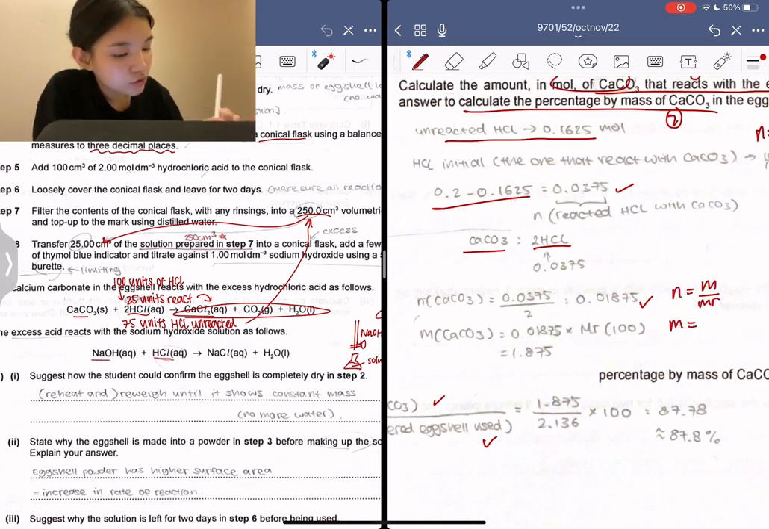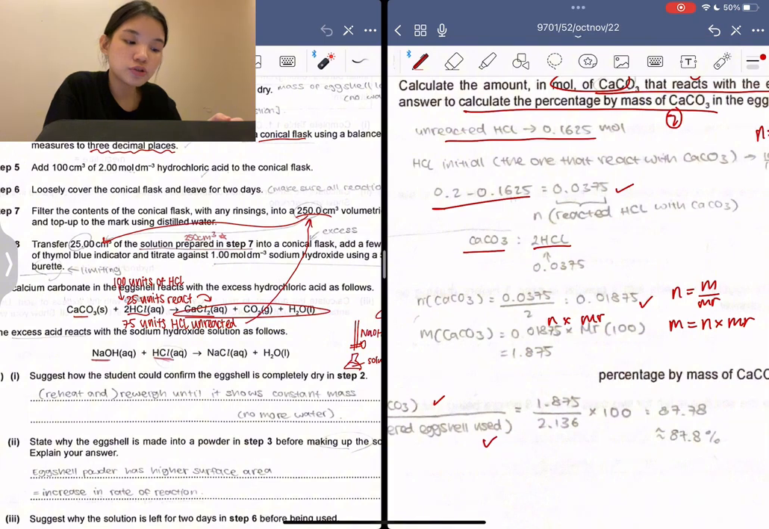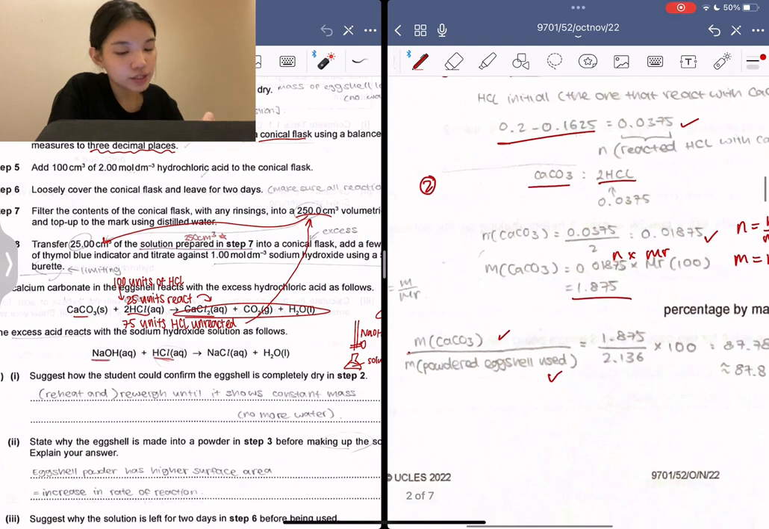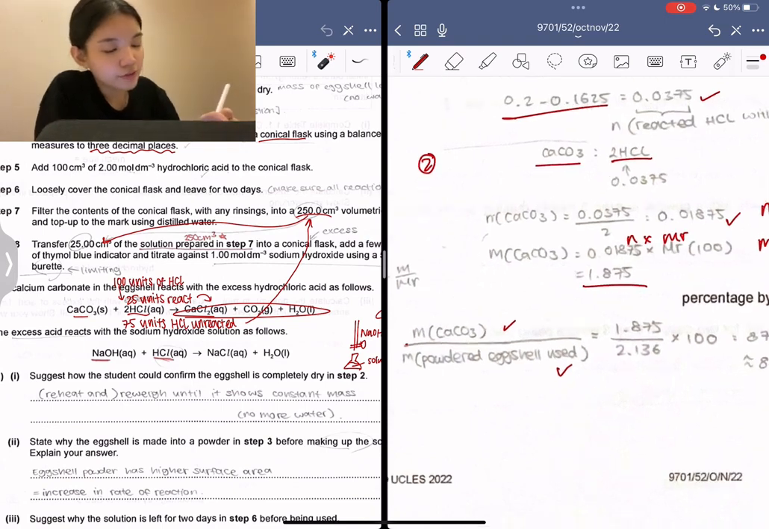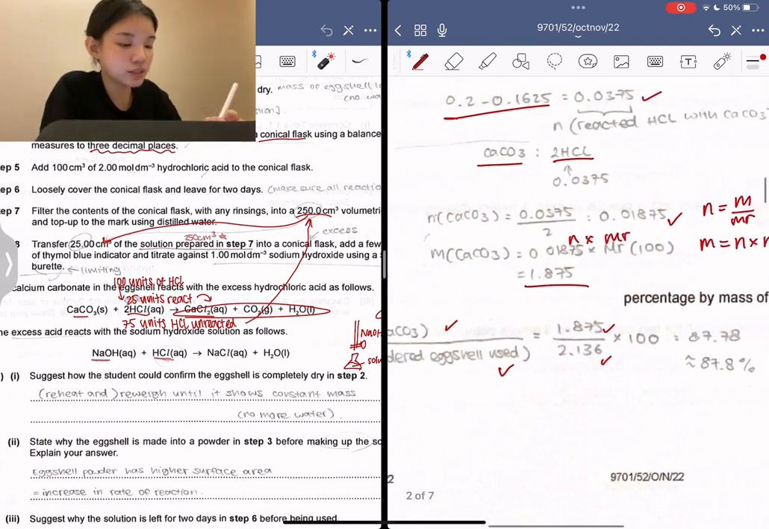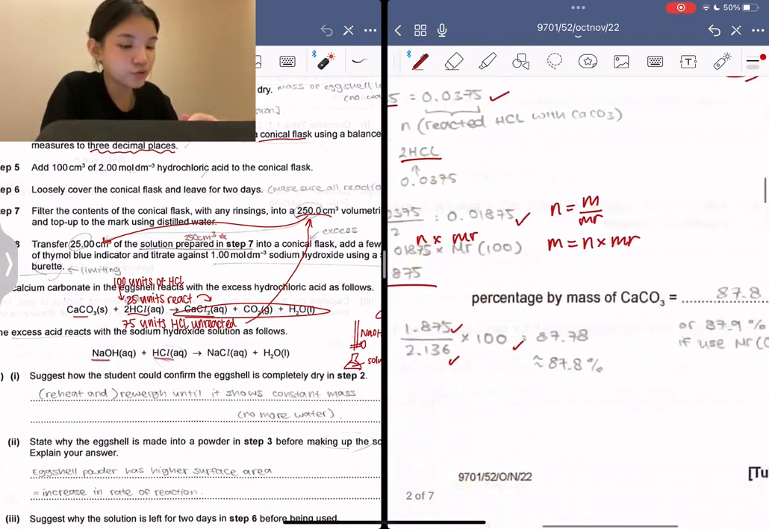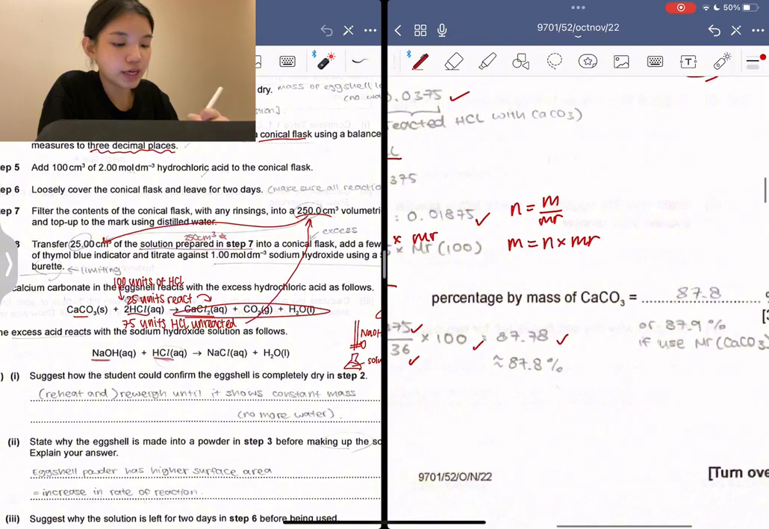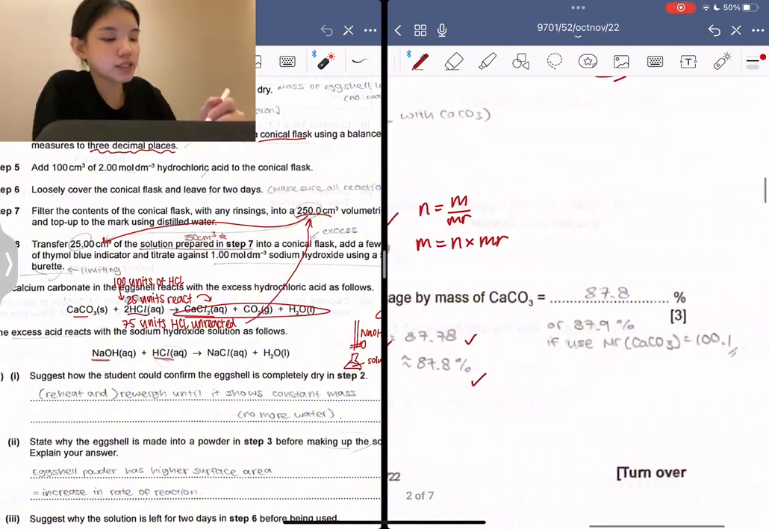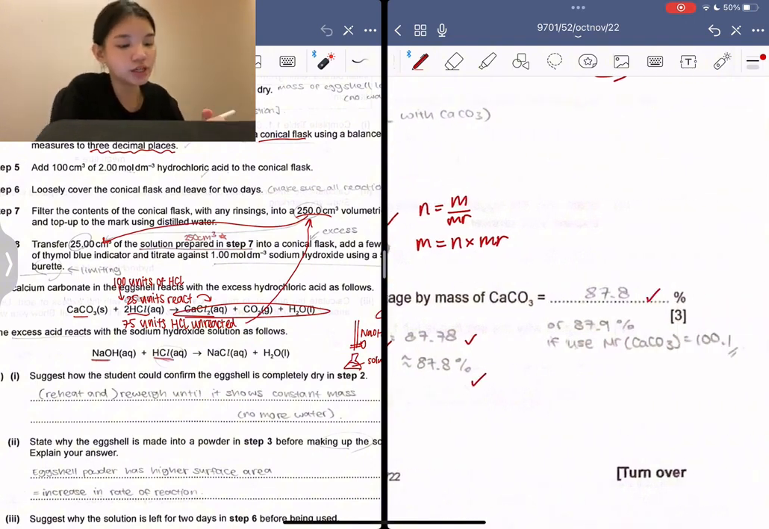Then moles is equal to mass over Mr, so mass is equal to moles times Mr. The Mr of CaCO3 is 100. 100 times 0.01875 is 1.875. Then 1.875 is divided by the previous number, 2.136, times 100, to get 87.78, or 87.8% in three significant figures.